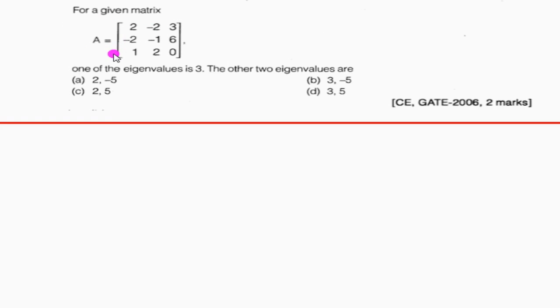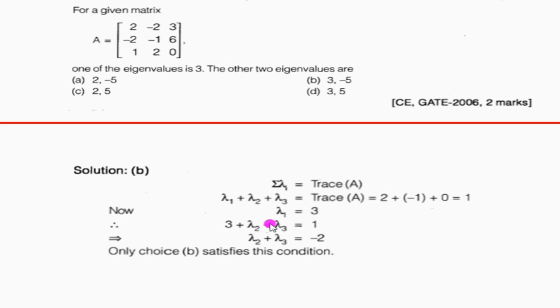For a given matrix A, if one of the eigenvalues is 3, the other two eigenvalues are. To solve this problem, we are going to use the properties of eigenvalues. The sum of the eigenvalues is nothing but the sum of the diagonal elements, and lambda 1 is given. Substituting it, we get lambda 2 plus lambda 3, the sum of the other two remaining eigenvalues, is equal to minus 2. Only choice B satisfies these conditions, hence the answer is B.